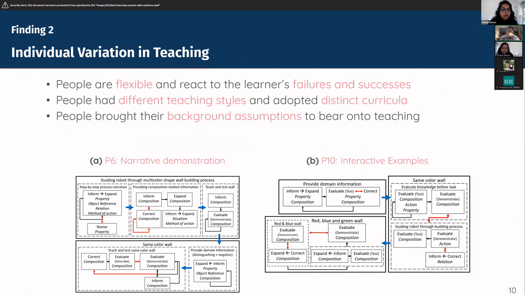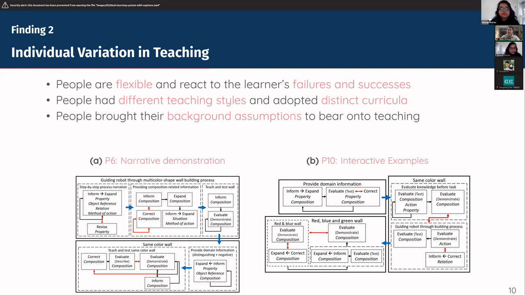And then we saw a lot of variation in teaching itself. So the first variation is just that people are very interactive. They're responding to a robot's failures and they're trying to get it to do the right thing, right? Different people have different teaching styles and adopted different curricula. So the example that we saw was more interactive, right? So, let's do the fun thing first, and then do the second thing later.